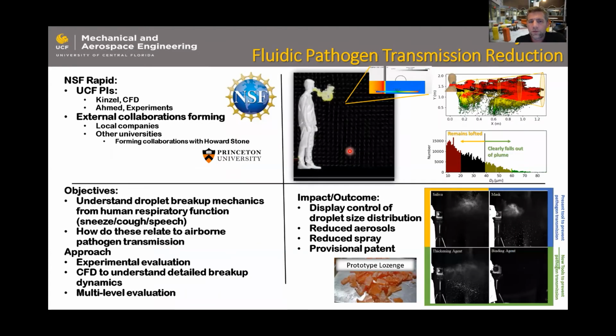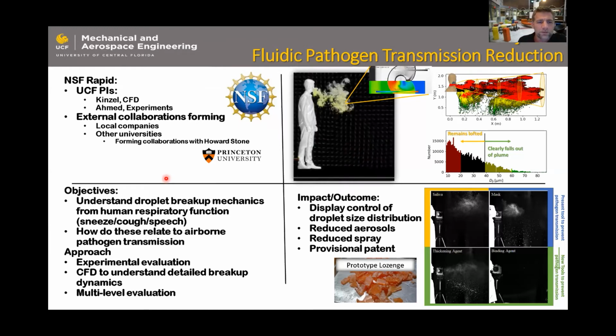The third project I'm going to talk about is the Fluidic Pathogen Transmission Reduction. This is an NSF-funded project through a RAPID between Karim Ahmed and myself. This is a project where we're focusing on studying the fluid dynamics of sprays from coughs and sneezes, and looking at if there are ways to essentially reduce transmission by changing your saliva character.